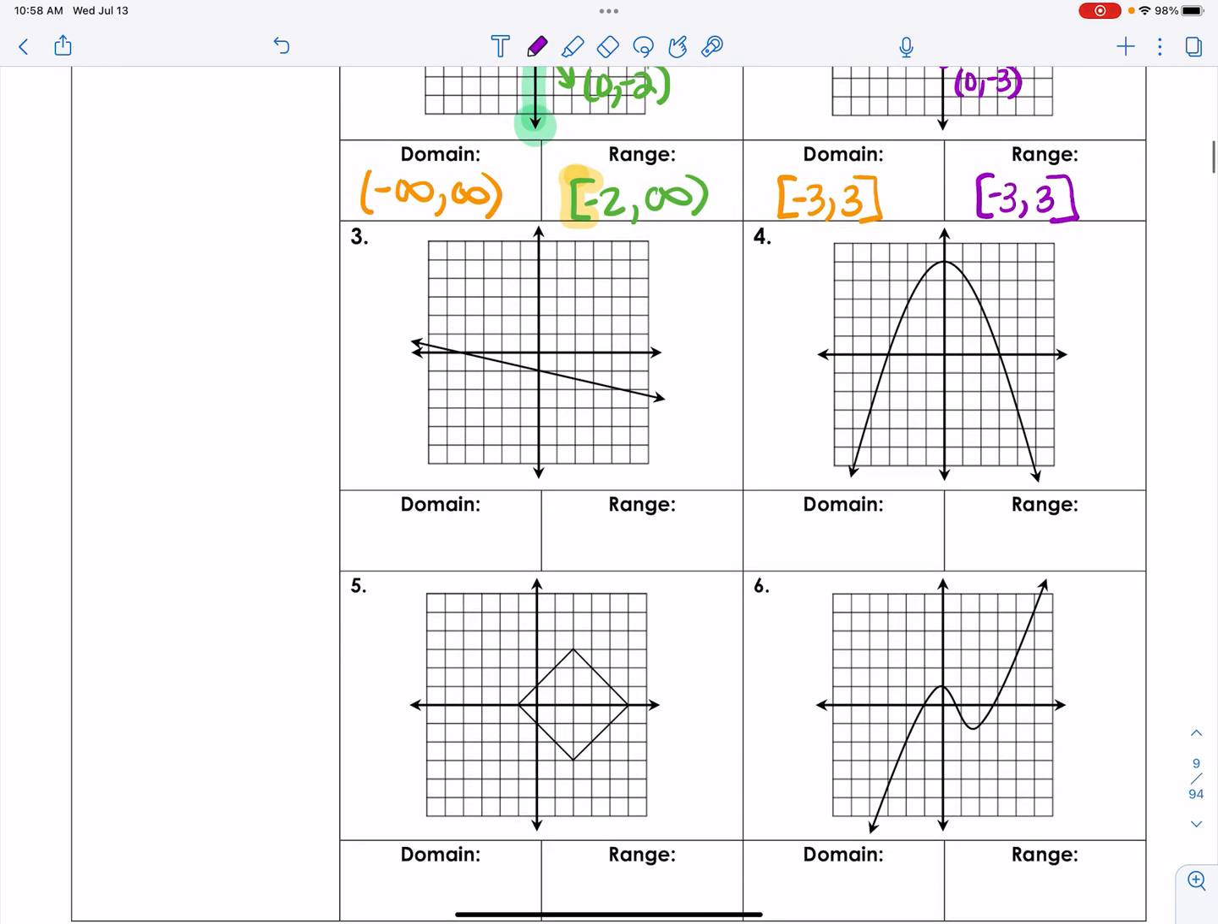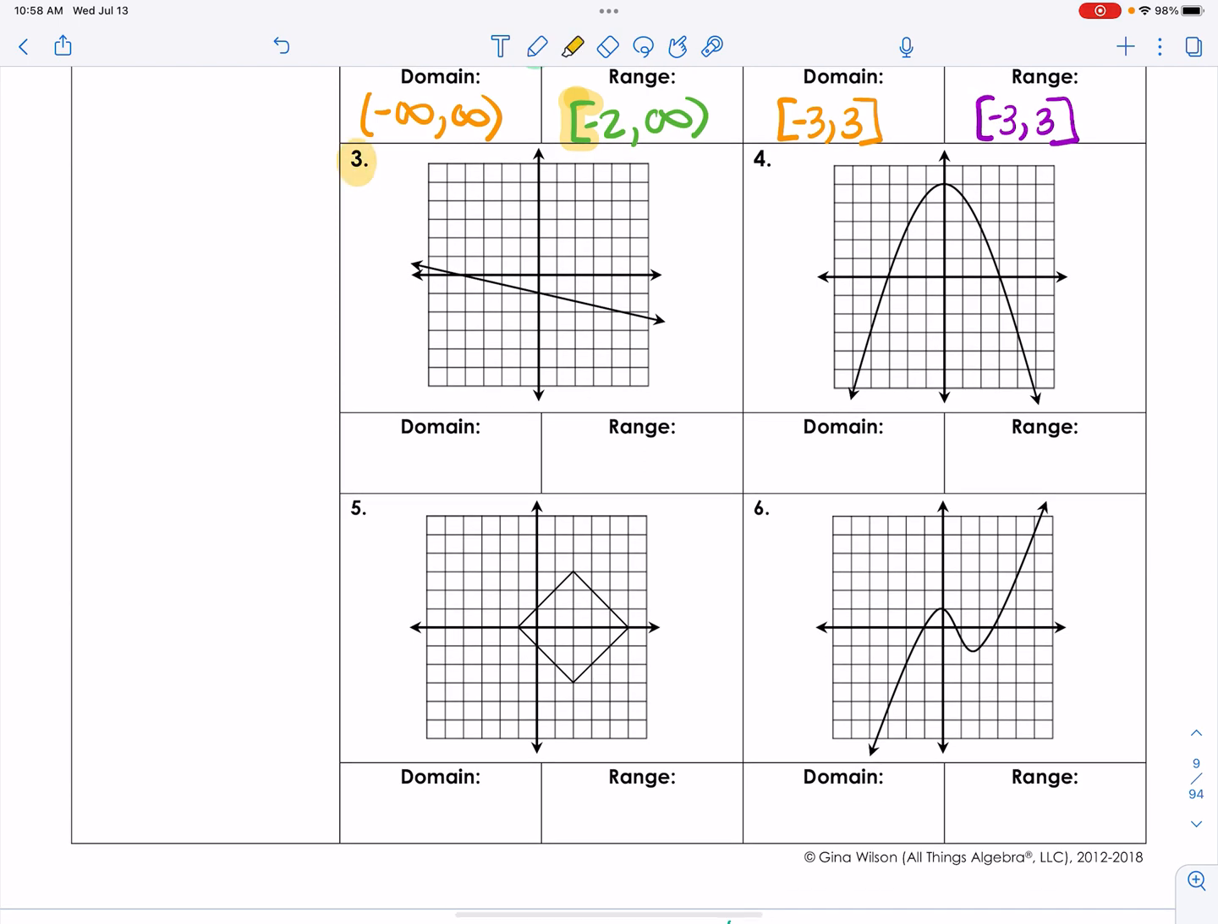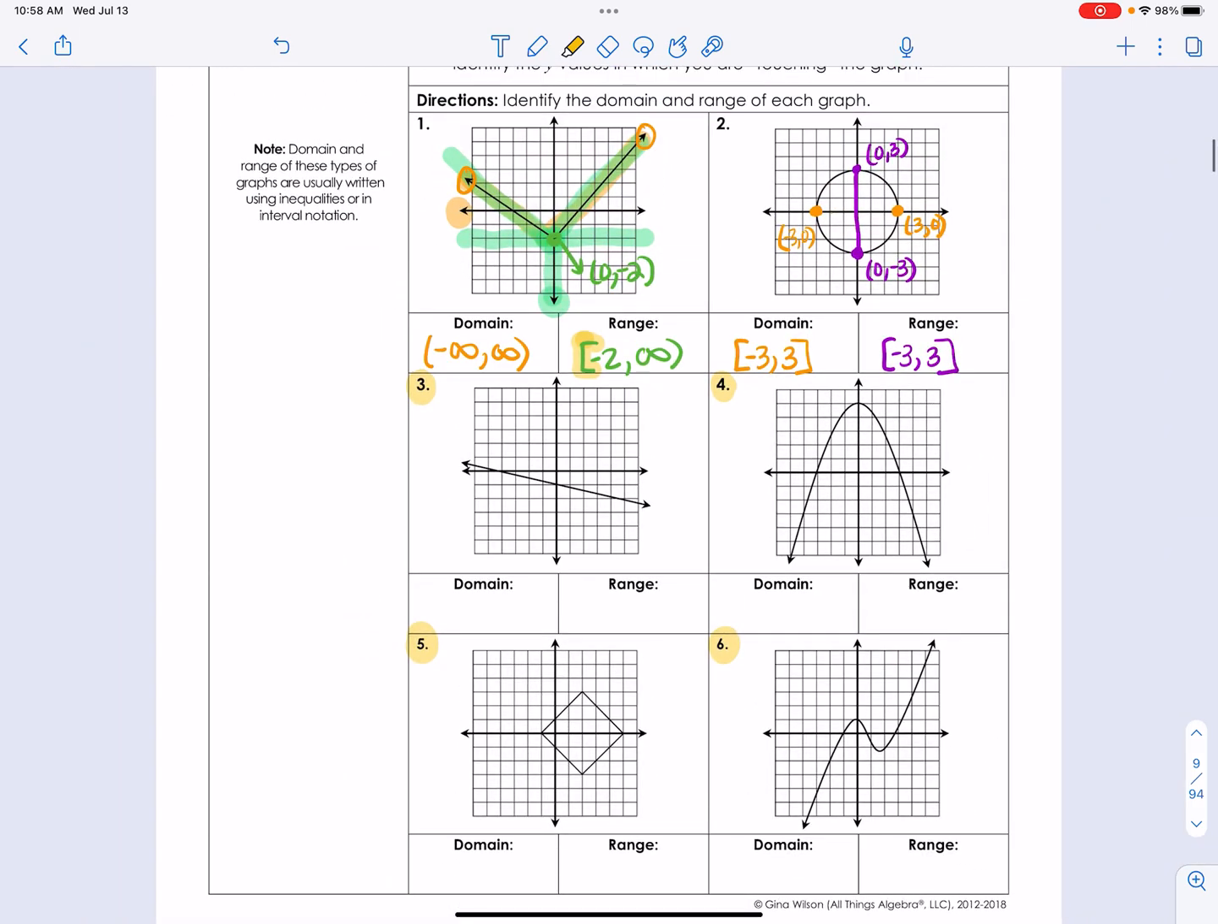All right. What I would like you to do right now is pause this video and try 3, 4, 5, and 6. Pause the video and see if you can figure out 3, 4, 5, and 6.